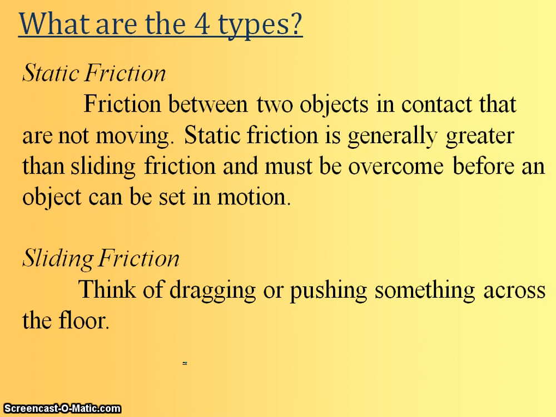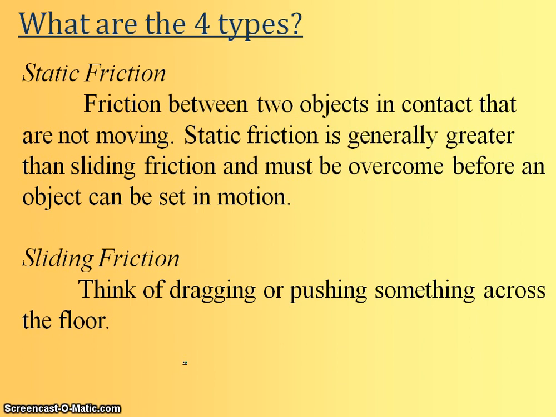There are 4 types of friction. There's what's called static friction, and this is between 2 objects that are in contact and are not moving. Static friction is generally greater than sliding friction and must be overcome before an object can be set in motion. This is the case when you first need to move something and it's really heavy and you can't seem to get it going. That's static friction. You've got to get it moving first.